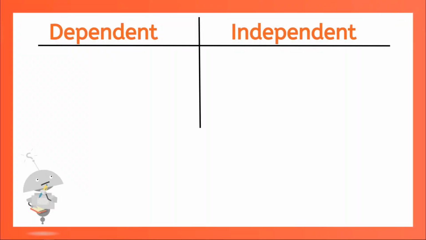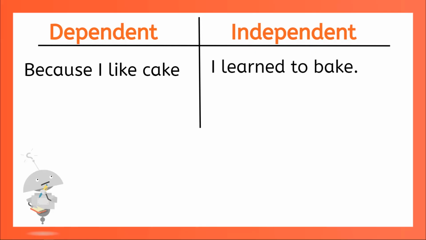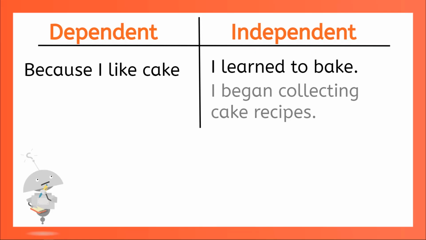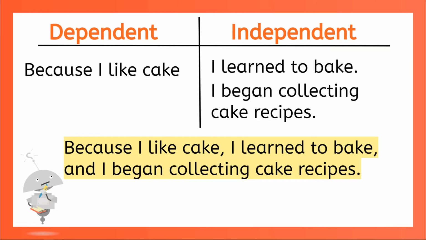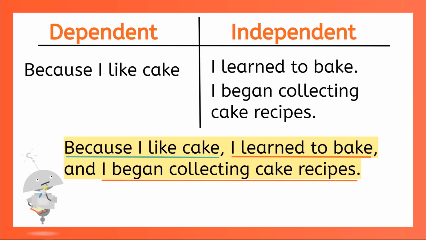Okay, let's do it again. This time our dependent clause can be because I like cake. Now let's think of two independent clauses. Two things I might have done because I like cake. Maybe I learned to bake and I began collecting cake recipes. If we put all three clauses together, we form a compound complex sentence. Because I like cake, I learned to bake and I began collecting cake recipes. It has two independent clauses and one dependent clause.